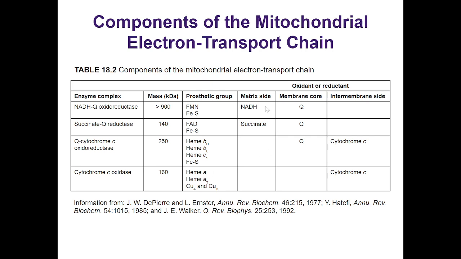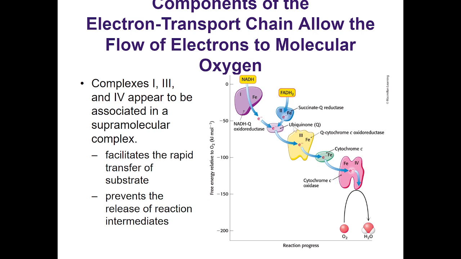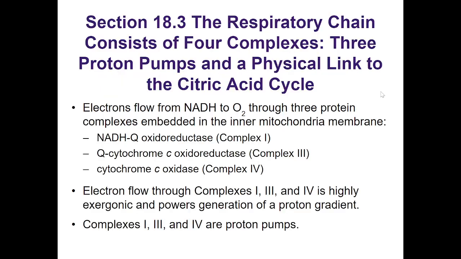This right here is the matrix side of this. This would be NADH on the matrix side, and this would be succinate on the matrix side. This is the membrane core. What do you think the membrane core refers to? The thing that's going to move around on the membrane, right? Okay. This is Q. Anybody remember the name of Q? Ubiquinone. Okay. You can't use the UB part. It wouldn't make any sense because there's other U stuff involved. So you get the quinone, Q.